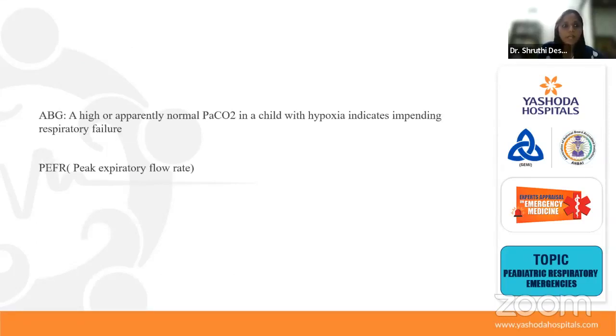In ABG, if there is a high or apparently normal partial pressure of carbon dioxide in a child with hypoxia, it indicates impending respiratory failure. So if any child presenting with asthma, you do an ABG, and if the PCO2 is normal or on the higher side, then you think that the child is going into respiratory failure. So prompt intervention and alertness is required. Measurement of peak expiratory flow rate is not routinely recommended in exacerbations because the child may not cooperate.